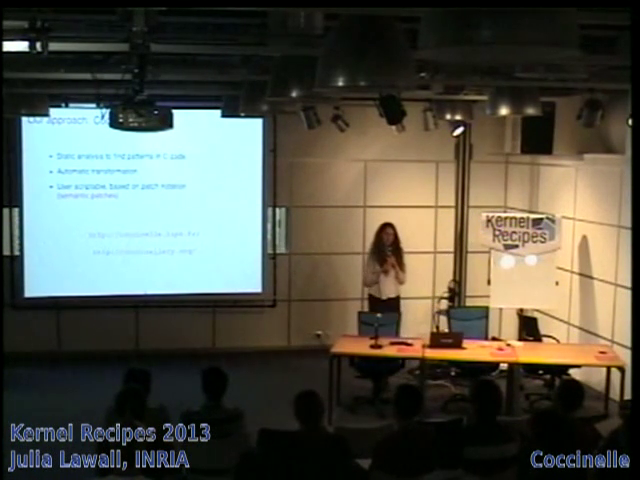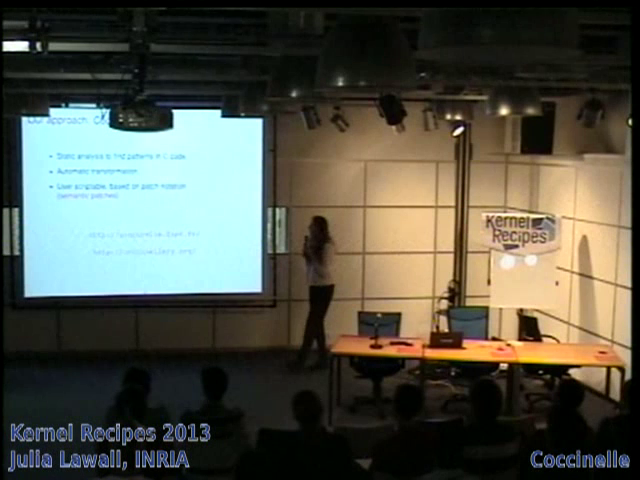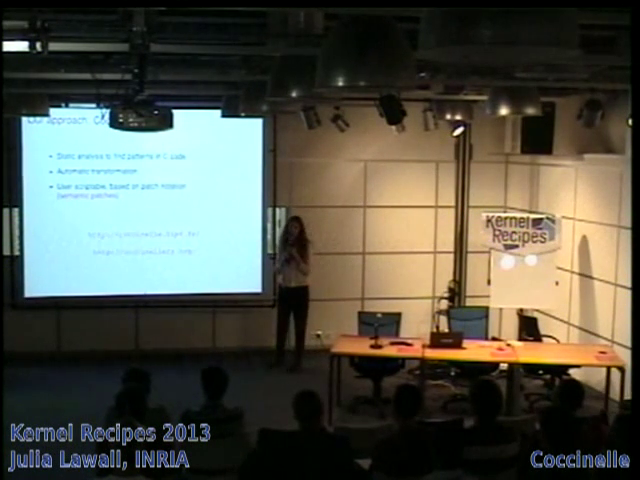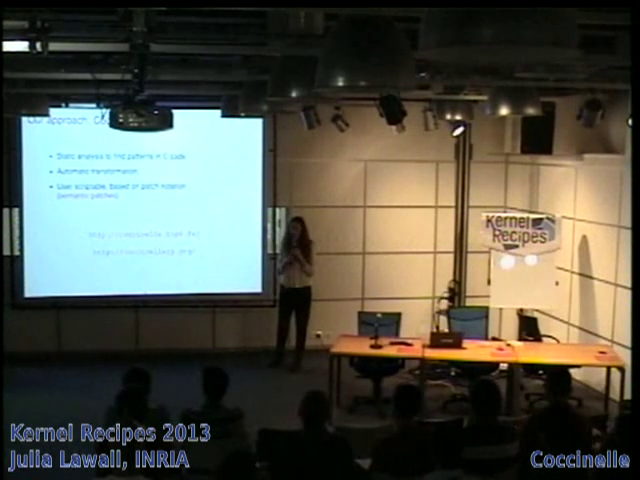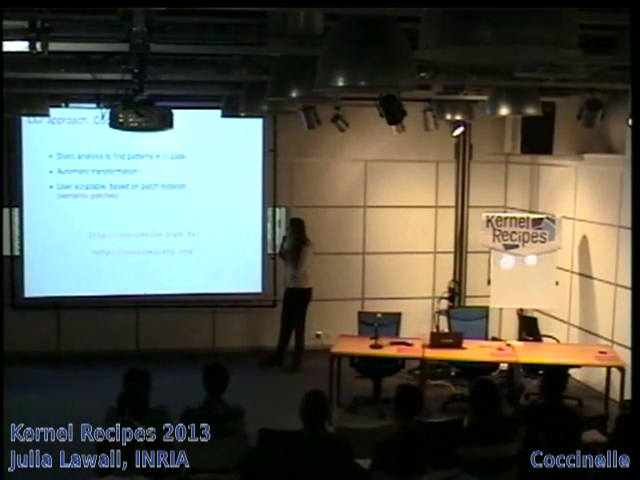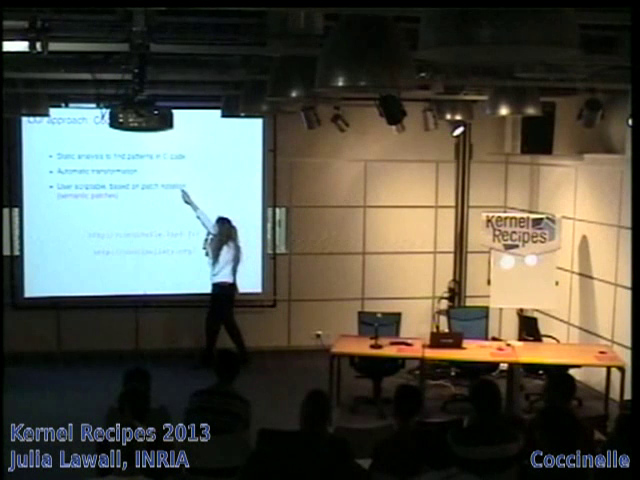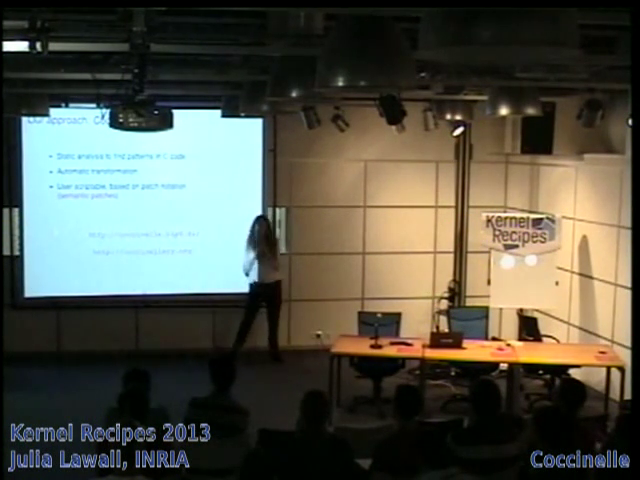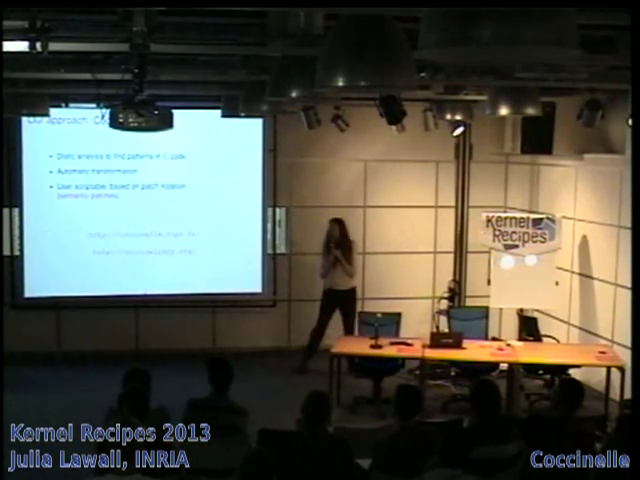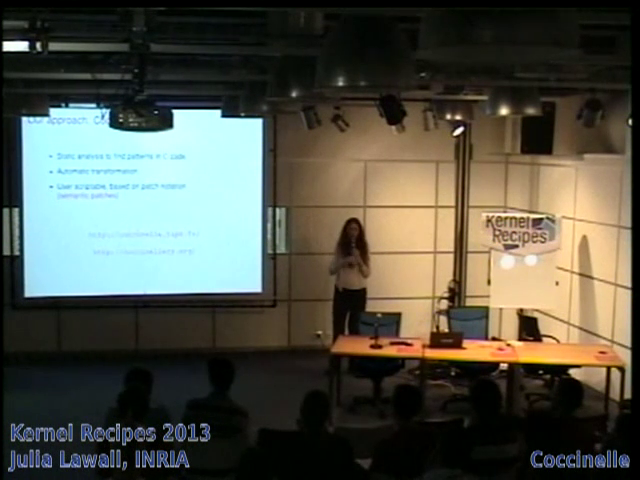Okay, so what we propose is a tool called Coccinelle. The tool has existed for, I don't know, 8 years or so. So it sort of works a little bit. People seem to use it. It provides static analysis for finding patterns in C code. And then it provides automatic transformation.